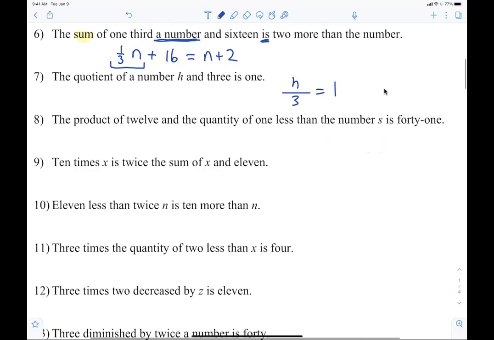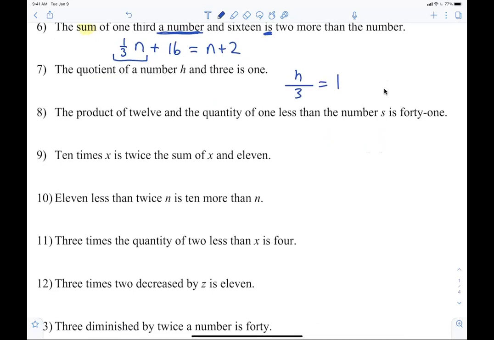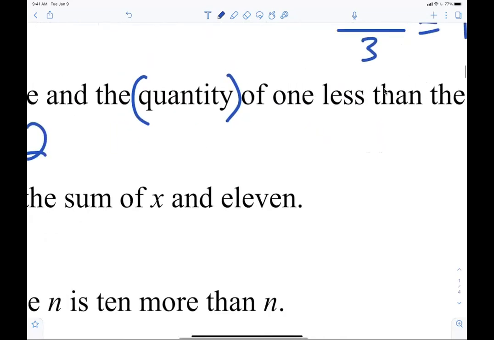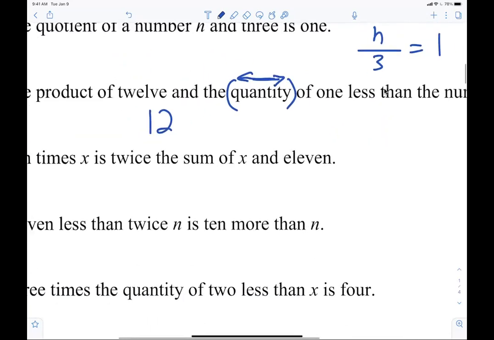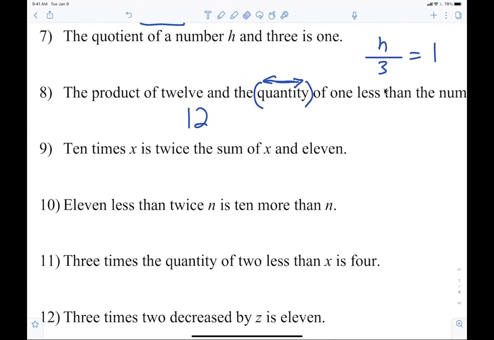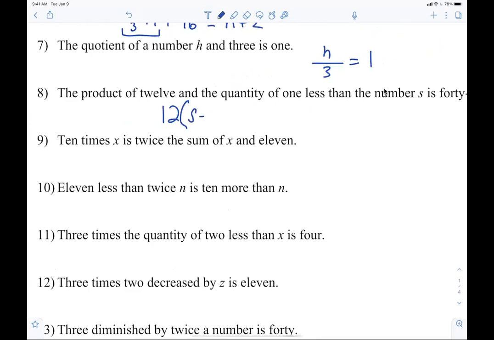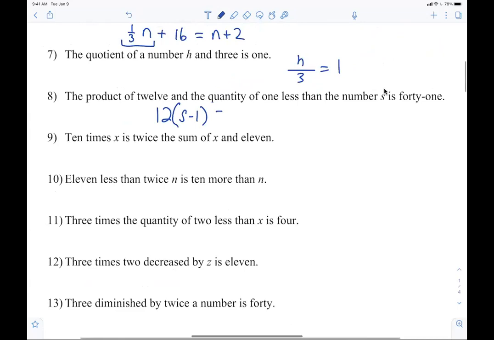All right, Sophia, I know you. What do we got? 12. Guess what quantity means? Quantity is a parentheses. Like a lot of people don't know that. Sometimes I don't say it, sometimes I do. The product 12, now what do I do? Parentheses. Yes, and now s minus 1. Parentheses, equals. Yes, ma'am. Good job.